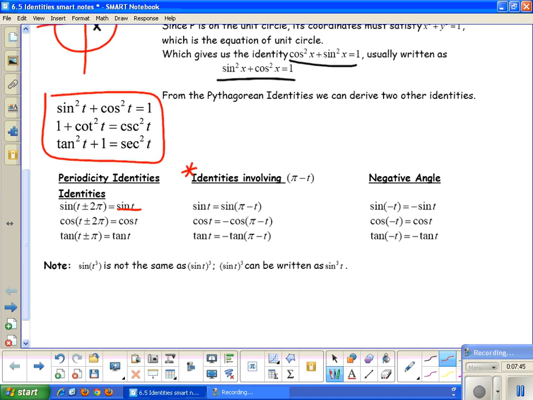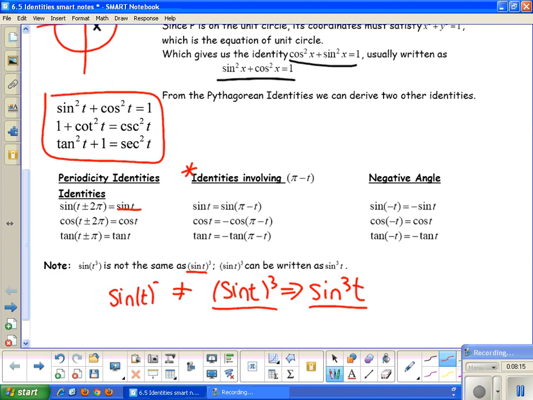Note that sine t cubed is not the same as sine t with a cubed on the outside, but we can rewrite the sine t cubed as sine cubed t, which you'll need to know when we are doing these in our graphing calculator to check, because you can't write it like this in the calculator, you have to write it like this. But remember that that is not the same thing as the sine of the angle cubed. So don't forget that. So let's do some practice.